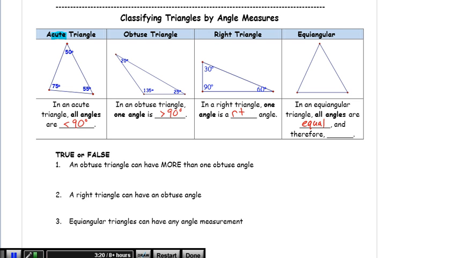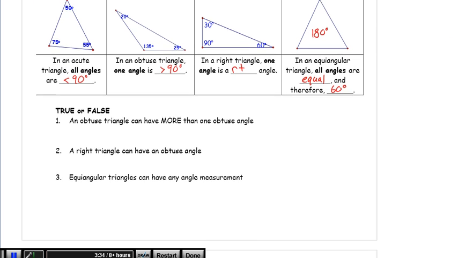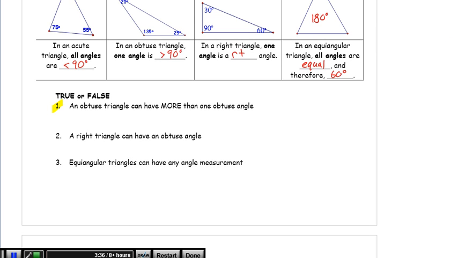and therefore 60 degrees. Remember, a triangle is 180 degrees. So if they're all equal, they have to be 60, 60, and 60. No other way it would be possible. Using that information, I'd like you guys to try 1, 2, and 3. Decide if they're true or false. Maybe draw a picture to help you out.